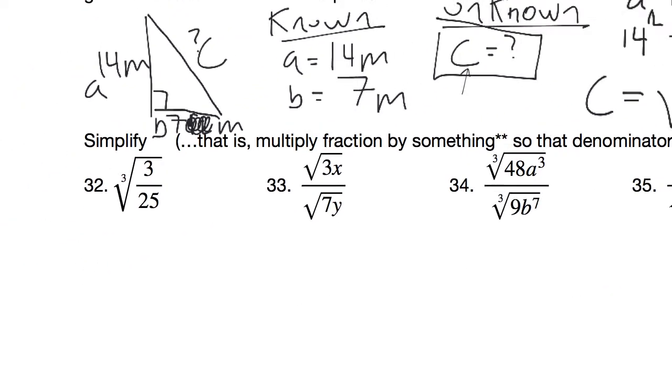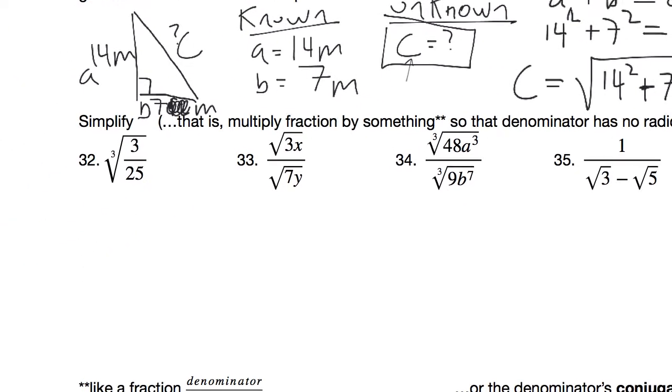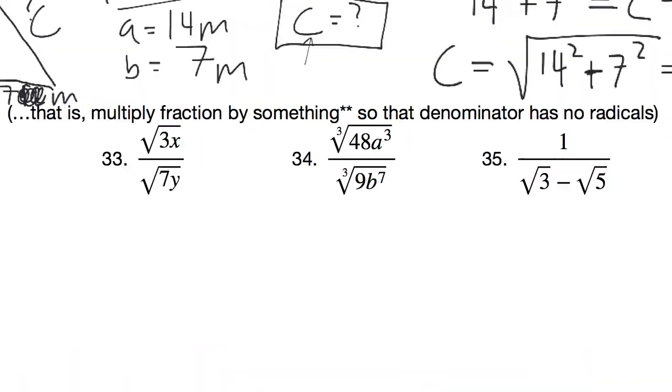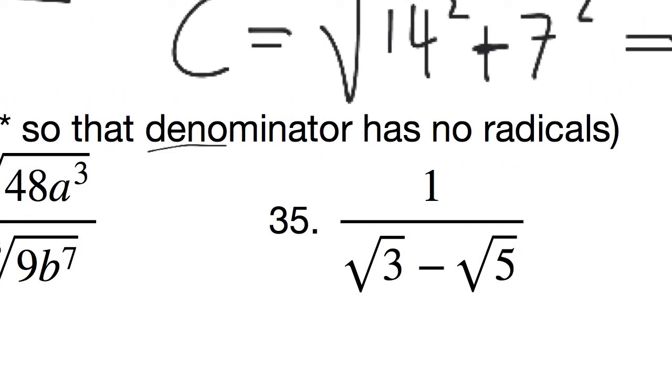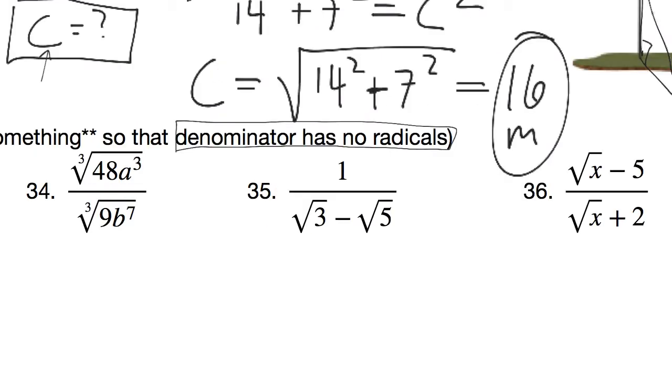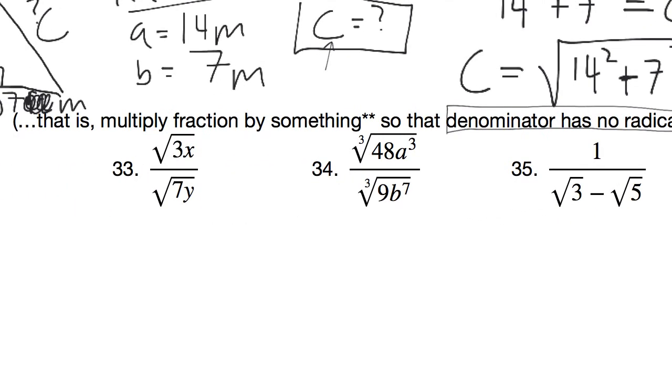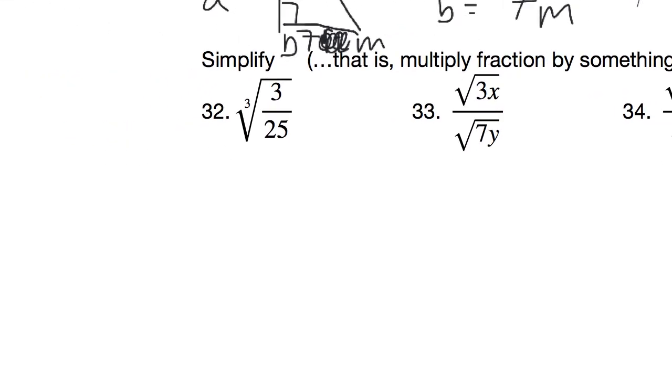Simplify, that is, multiply the fraction by something so that the denominator has no radicals. So the goal is for us to have a denominator with no radicals. Why is that important? It looks nicer, but it also has some calculus applications. Calculus, the class that you'll take in a couple of years, becomes so much easier once you have no radicals in the denominator. So it's an important skill to have.